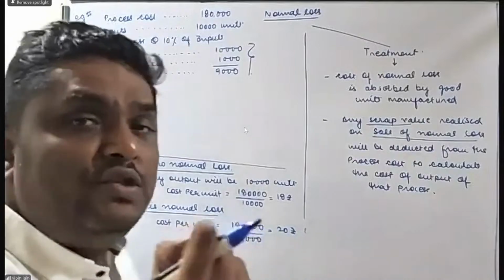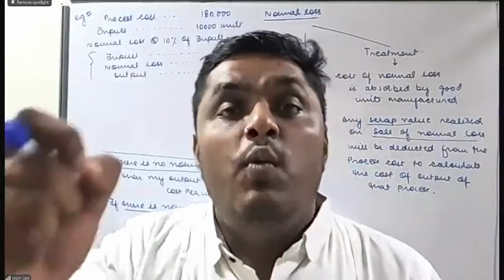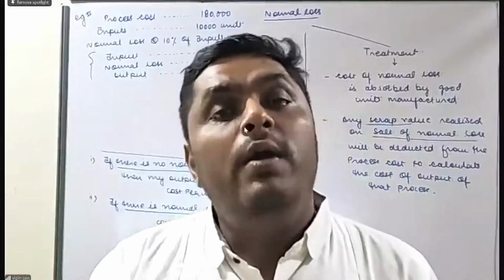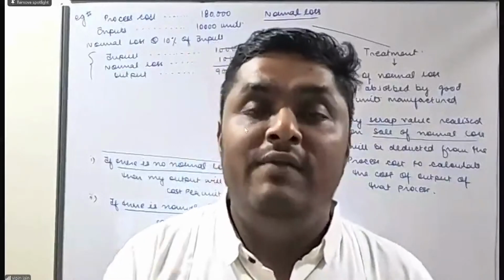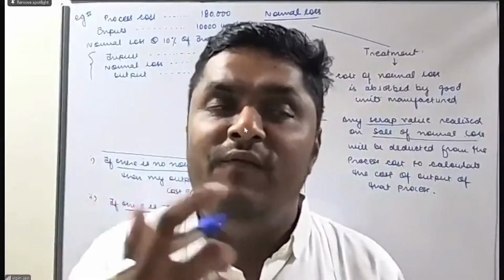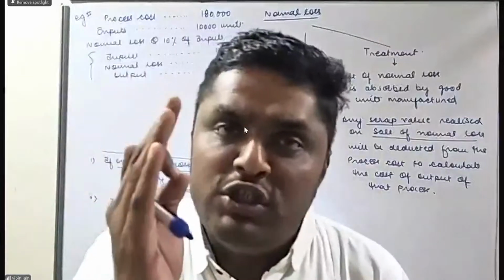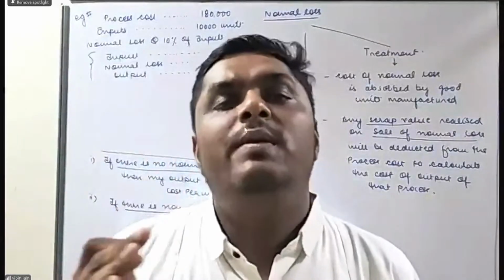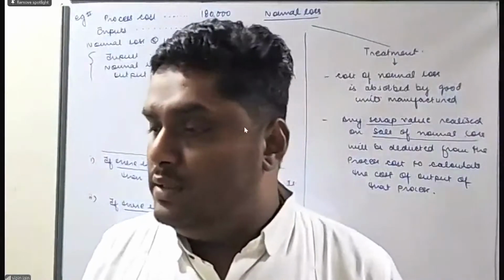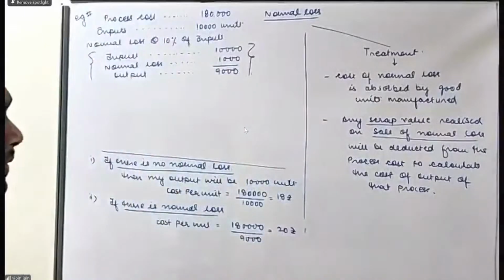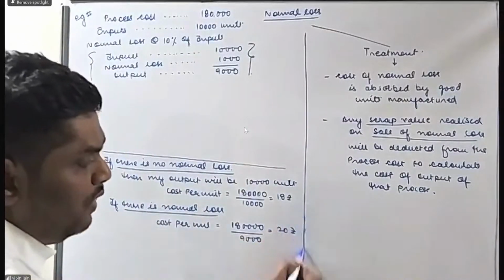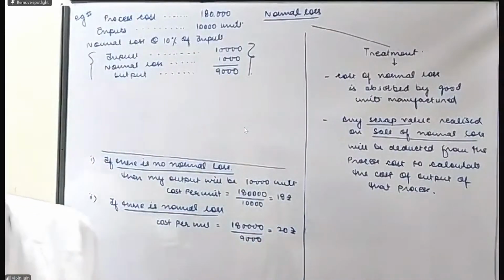So in short, the cost of these 1,000 units, who will bear it? It will be borne by the remaining 9,000 units. So here we can see that the product cost is inflated by 2 rupees. So I repeat again, the proportionate cost of 1,000 units will be borne by the remaining 9,000 units. I hope this part is clear to all.